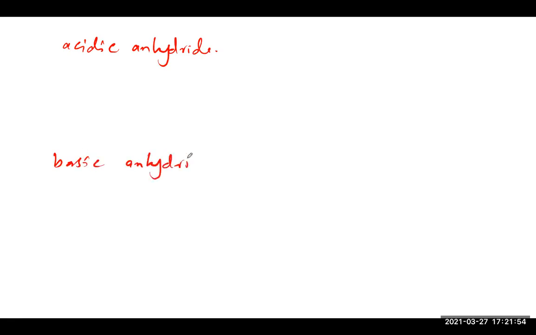Okay, what we also need to know for classifying acids and bases: we have something called acidic anhydride, and we have basic anhydride. So what are acidic anhydride and basic anhydride? An acidic anhydride is a substance that will react with H2O to produce an acid. And from the definition, a basic anhydride will react with H2O to produce a base.